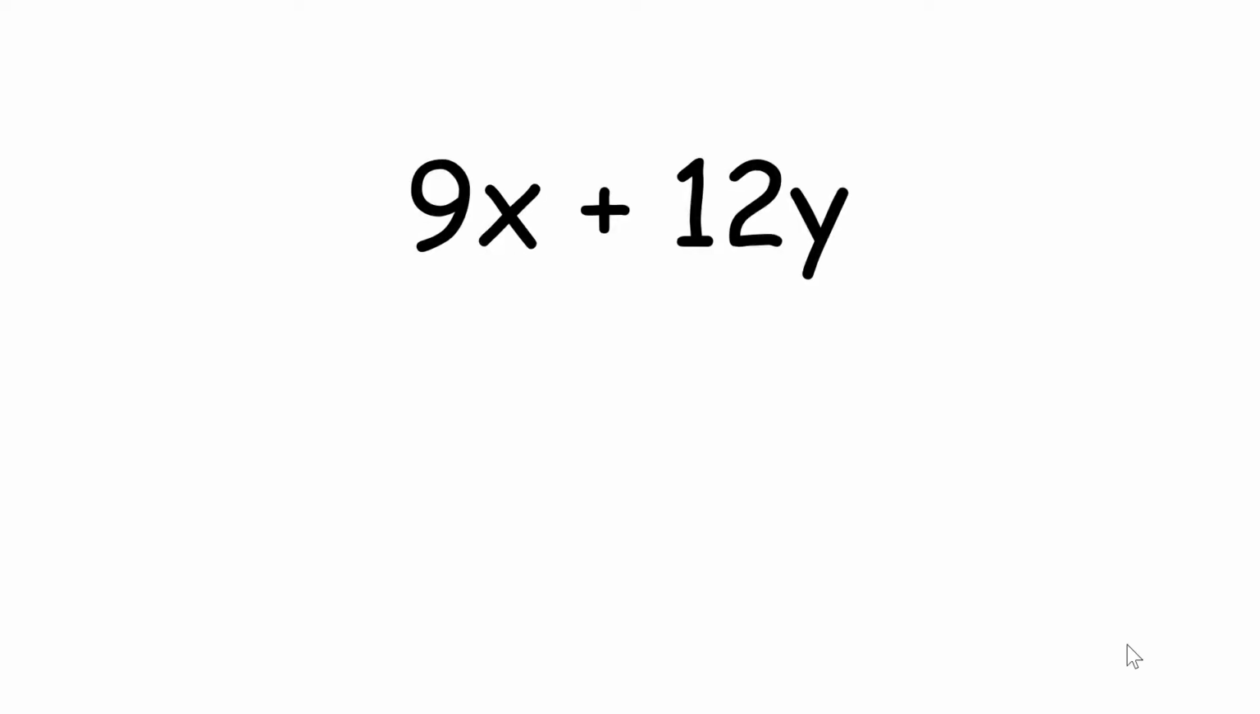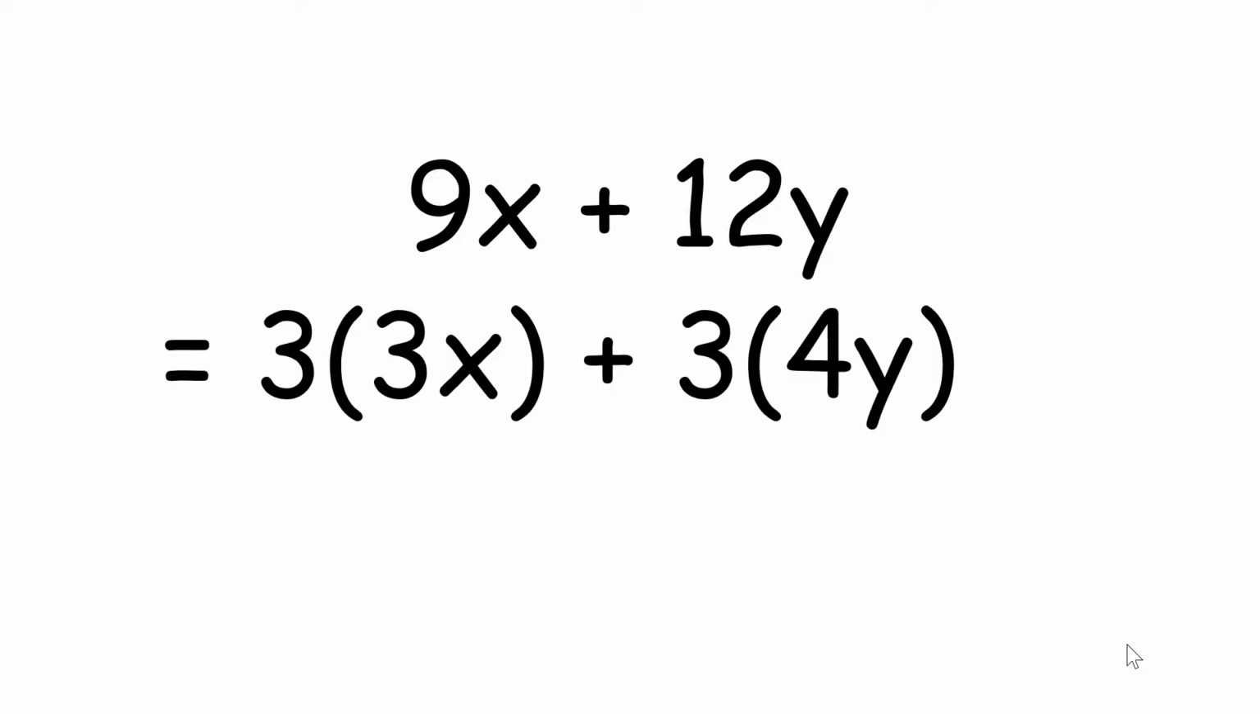So now that you know about factoring, there are some tricks that you can use to manipulate expressions in equations. For example, let's look at this expression, 9x plus 12y. The greatest common factor of 9 and 12 is 3, so we can rewrite this expression like this, 3 times 3x plus 3 times 4y.